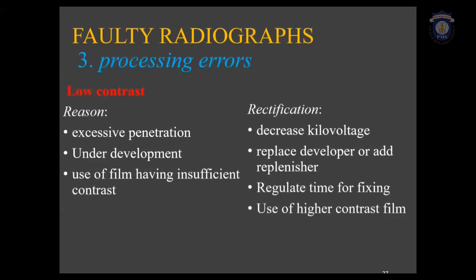A low contrast film due to excessive penetration. It can be caused when there is underdevelopment of the film. Use of film having insufficient contrast. So decrease the kilovolt, replace the developer or replenish it adequately, regulate the time of fixing. We can also use a film with a higher contrast.